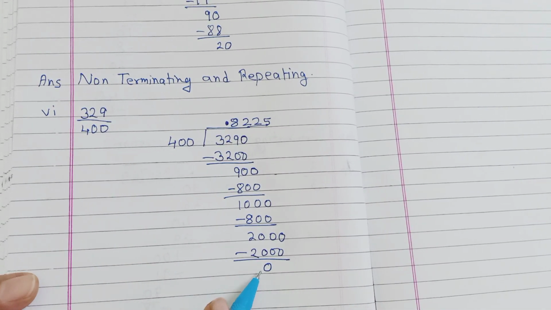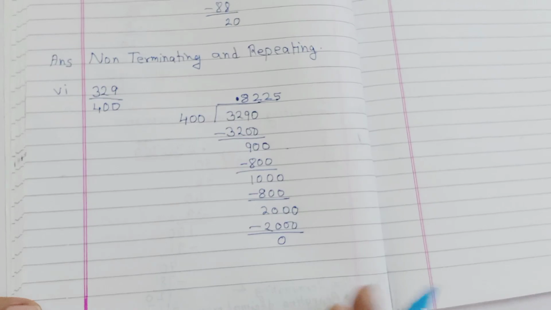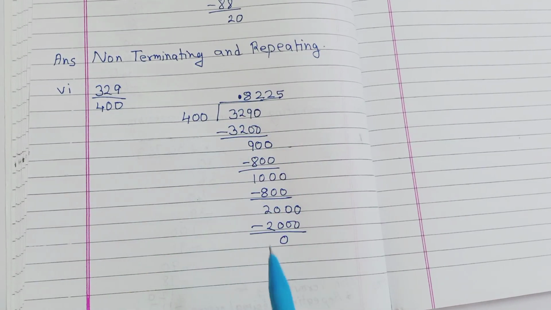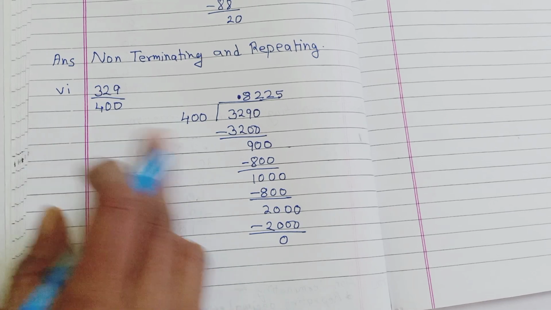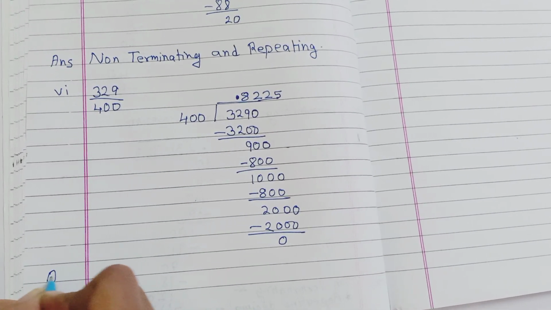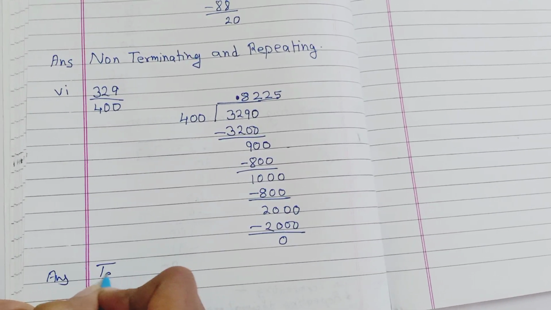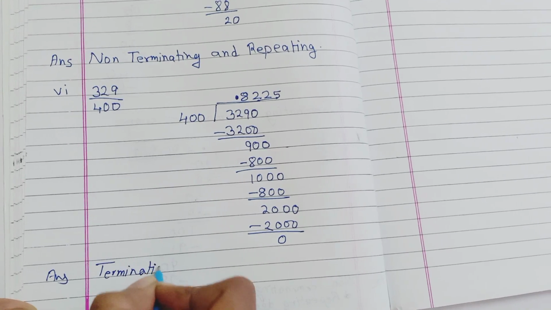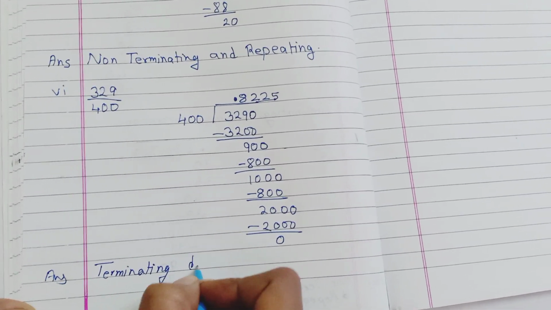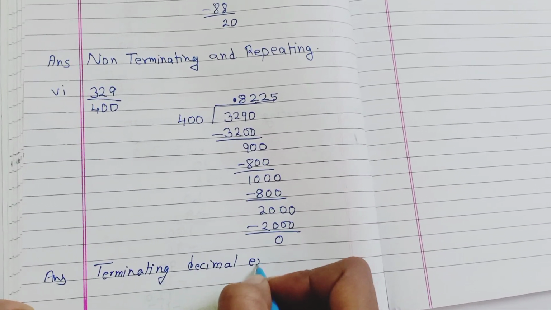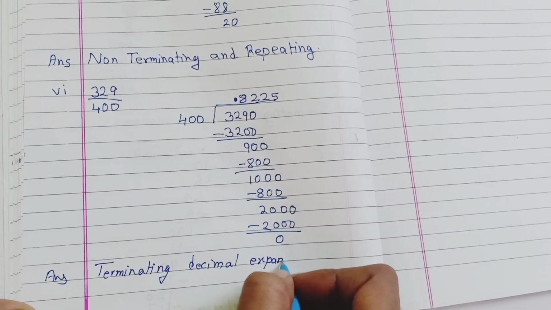So in this condition, when our remainder is 0, that means this whole division is terminating. So this decimal expansion is terminating decimal expansion. So you should be writing this in your answer. That is terminating decimal expansion. I hope you all must have understood what this is.